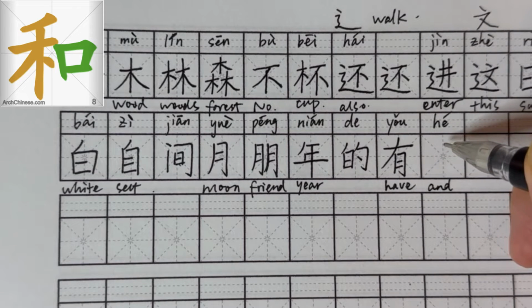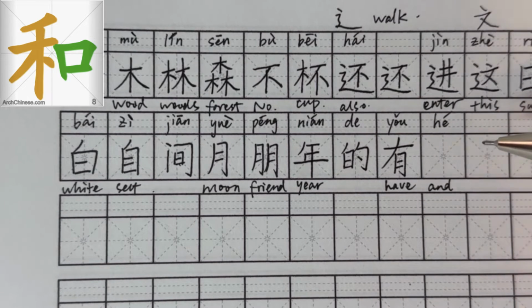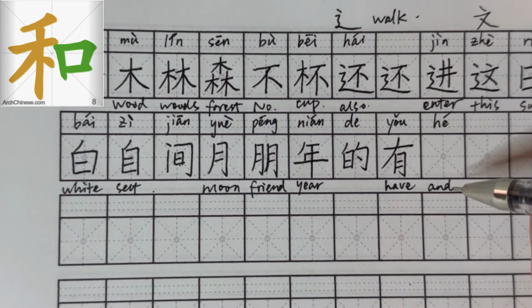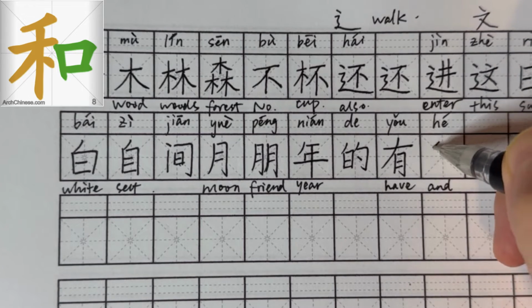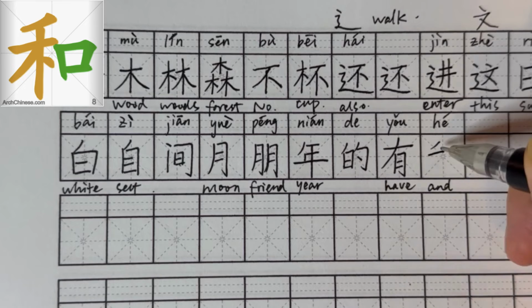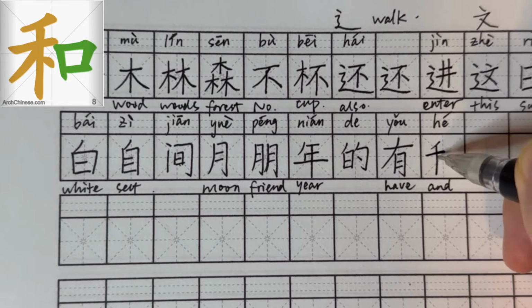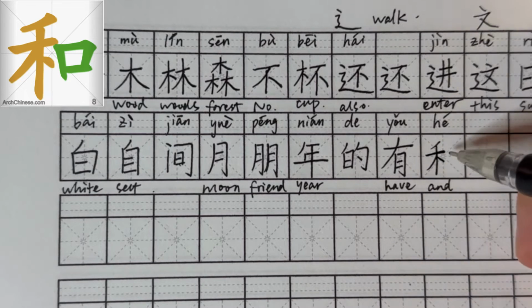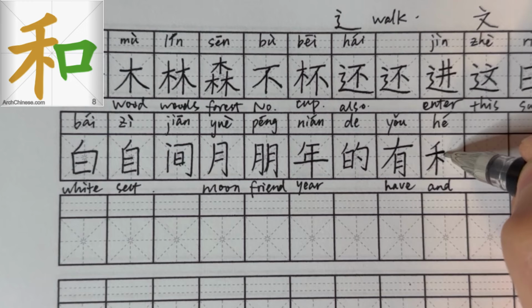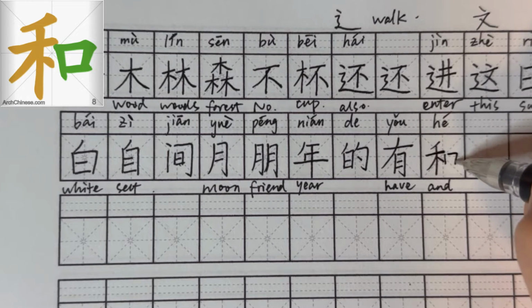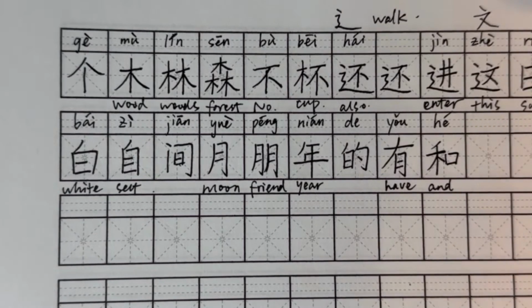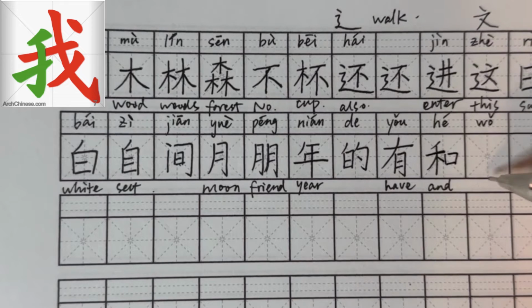Next character 和 means and. Two parts. Do you recognize the part on the right hand side? That is a character 口, right? A simple square. For a left to right construction, we always write the part on the left hand side first. Okay? 撇, 横, 竖, 撇, 点, and then we write 口, 竖, 横折, 横.